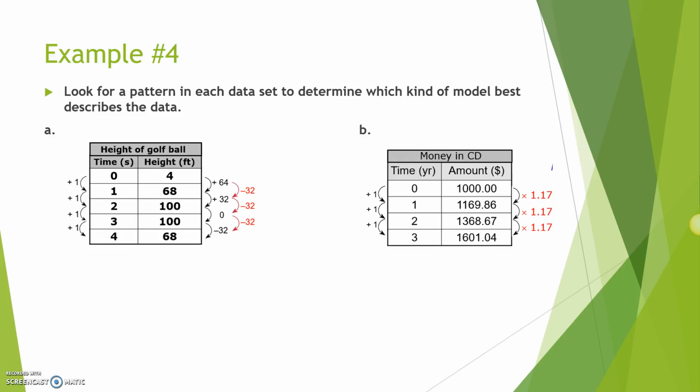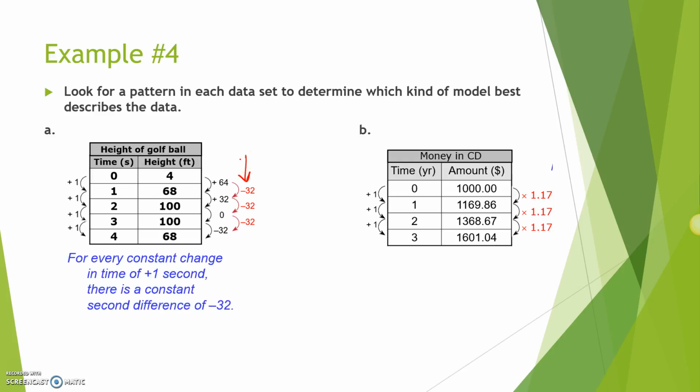So if we find our second difference, how do we get from 64 to 32? That's subtracting 32. From 32 to 0, again, that's subtracting 32. And from 0 to negative 32, that's subtracting 32. So we have a constant within our second difference, which is a value of negative 32. So remember the relationship that we talked about dealing with the second difference is your quadratic. So this data appears to be quadratic right here.